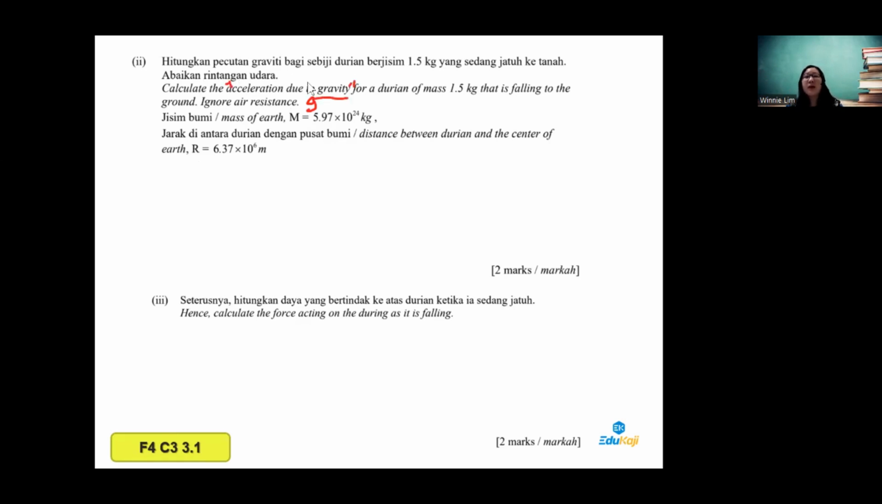So the formula itself is g = GM/R². How do you get this formula? Actually, you link it to the idea that weight equals mg, or ma. And then, just now teacher showed you the formula Gm1m2, but in this case we use capital M, small m, over R squared. So you actually cancel out the m, and hence you have this equation.